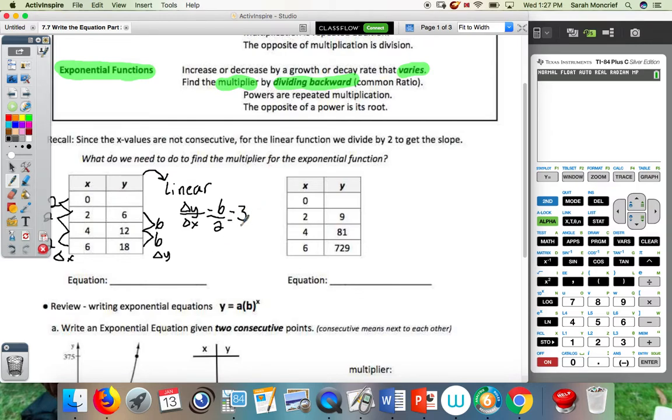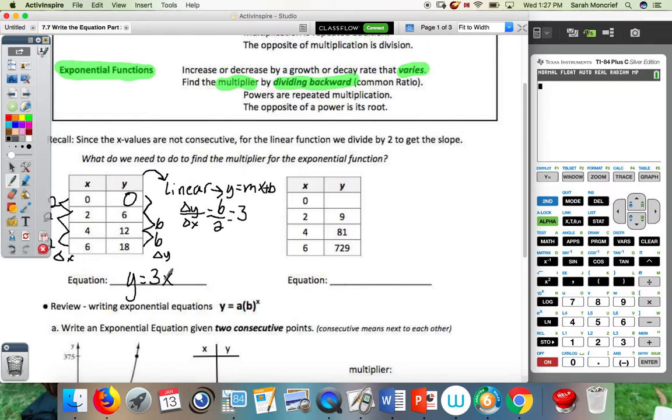What else do you need to know? Well, what's the equation? How do we write linear equations? We write them in slope-intercept form, which is y is equal to mx plus b. We already know what my m is, which is 3. So now we have to find my b, which is my y-intercept. So let's do that by subtracting 6 by 6 in order to work backwards. What is 6 minus 6? That would be 0. So our equation for that is going to be y is equal to 3x. So we know that one's linear.